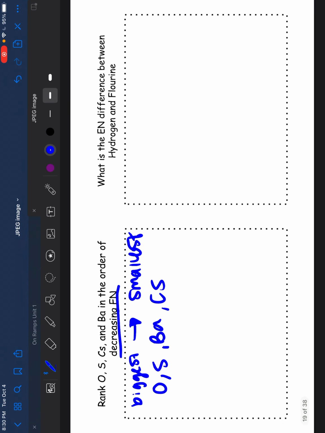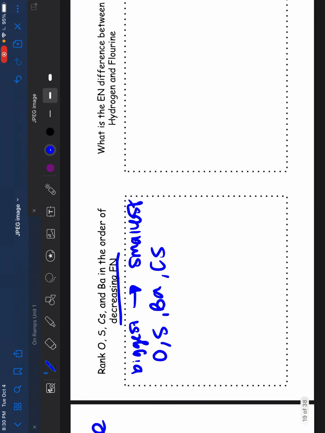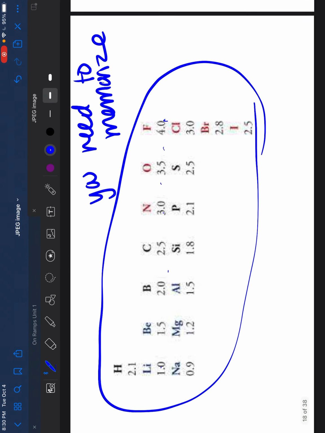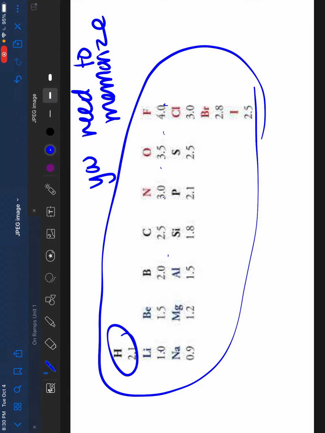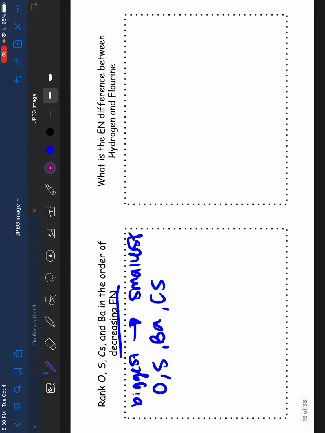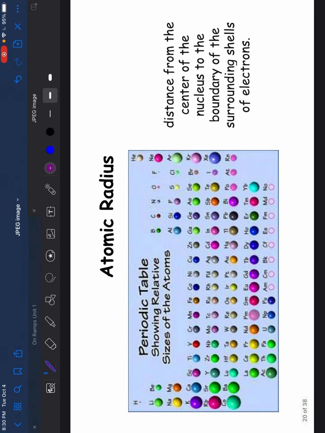Another question is, what's the electronegativity difference between hydrogen and fluorine? Hydrogen is 2.1 and fluorine is 4.0. So 4.0 minus 2.1 equals 1.9. These are some types of questions that you may see on your tests.